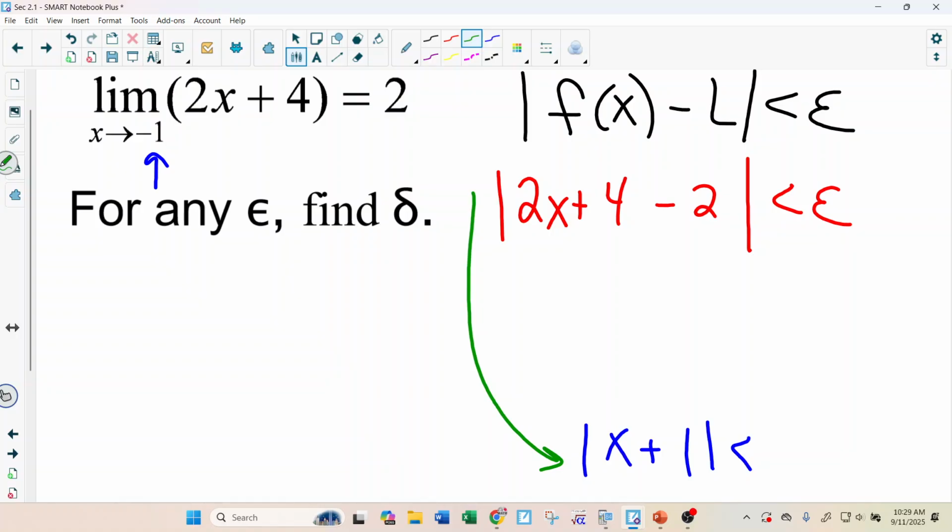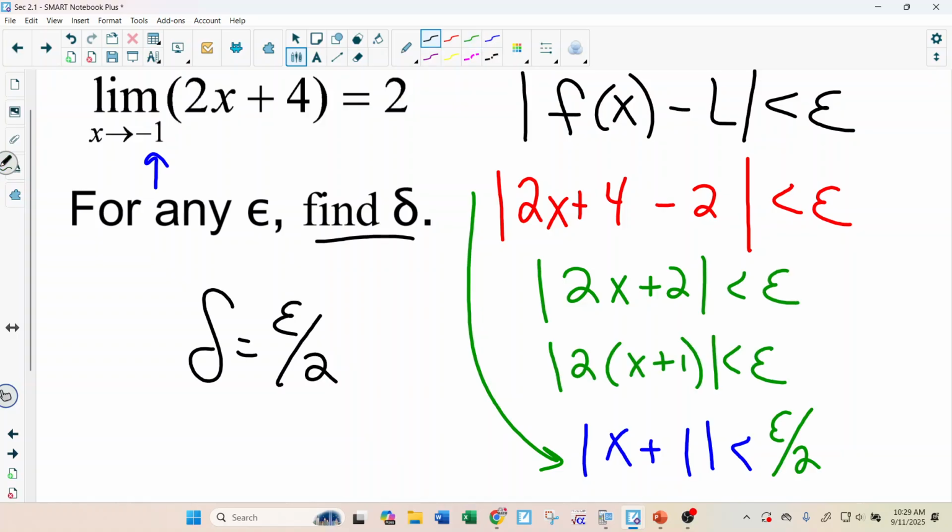Combine like terms. We're trying to get to that here, so you can see we factor out a 2. Finally, we're going to divide by the 2 to get to there. So for any epsilon, find delta. Our delta is epsilon over 2. Okay, all right, try another one.